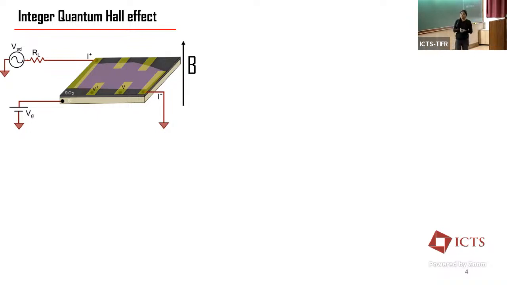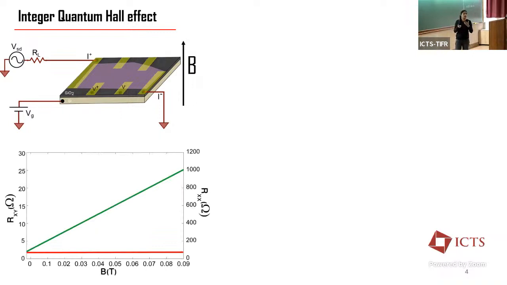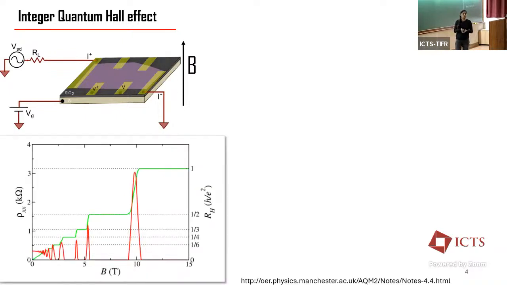Under the application of a magnetic field, in the classical regime, we have a transverse resistance which has a linear relationship with the magnetic field, and a longitudinal resistance which is independent of the magnetic field. But in the quantum regime, we start developing plateaus and we have oscillations in the longitudinal resistance. When these plateaus come at integer values, we call it the integer quantum Hall effect.